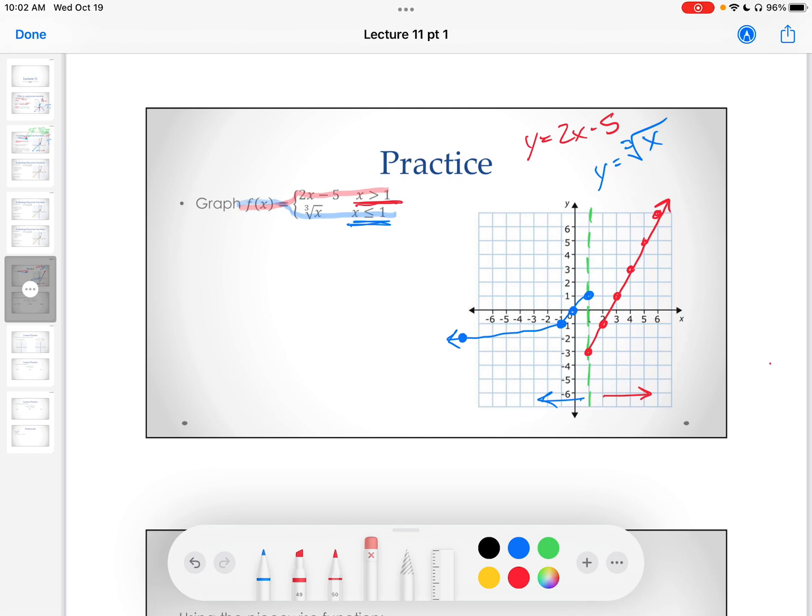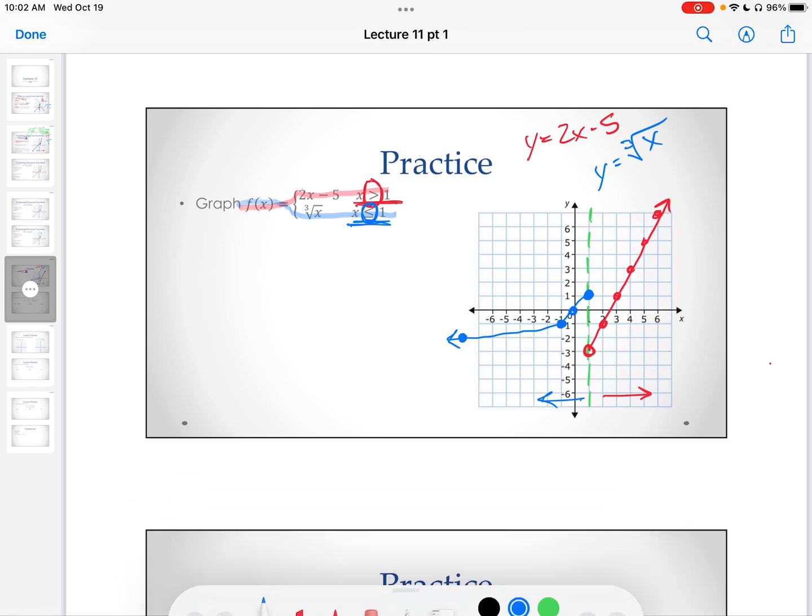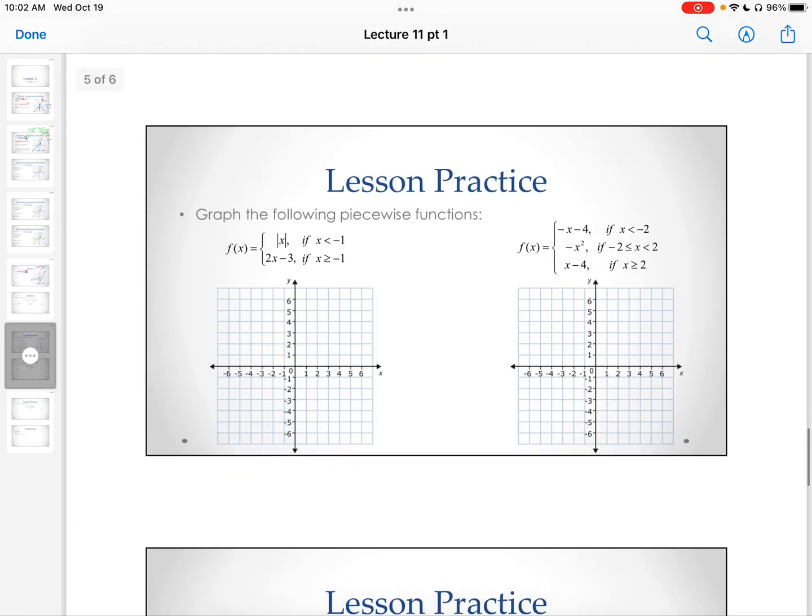Now, last thing that we have to do is identify where we need an open circle and where we need a closed circle. If you look, this is just a greater than, so our red needs to be an open circle. And then our blue is greater than or equal to, so blue needs to make sure that is filled in. So that's the first practice piecewise function there. Again, if you haven't paused the video, go ahead and pause it and try this one on your own. See how you guys do.